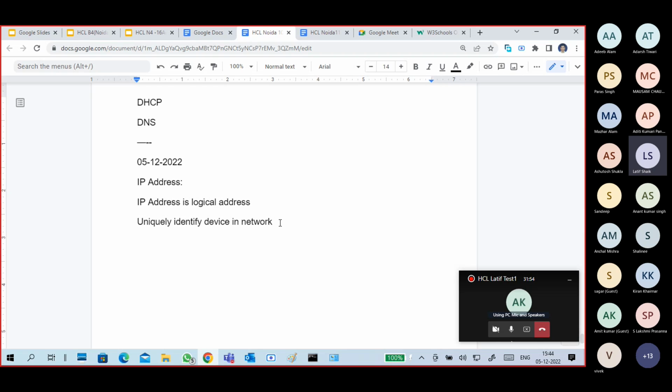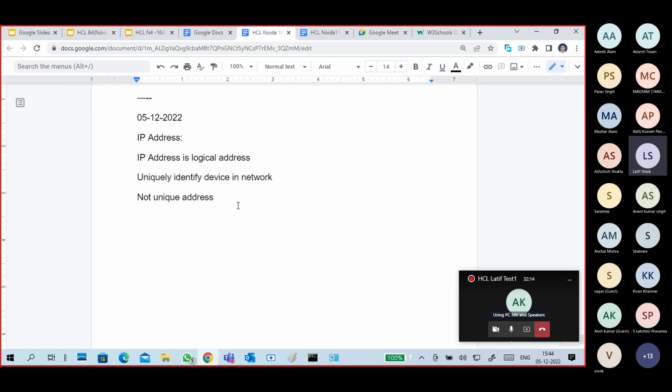If you are able to tell this entire line, you can tell it. Otherwise, leave it. Don't say an IP address is a unique address. It is not a unique address. You should not say unique address. It uniquely identifies a device in the network.